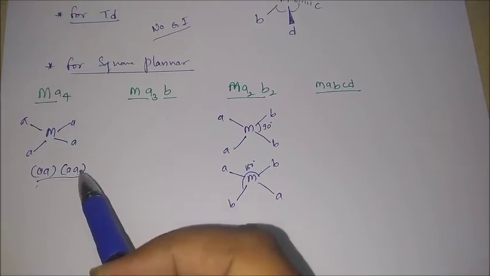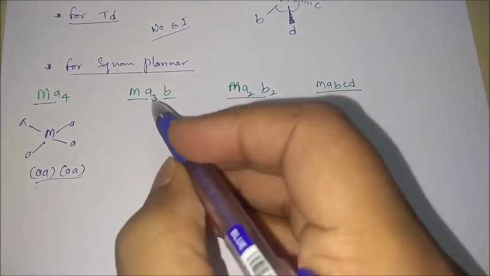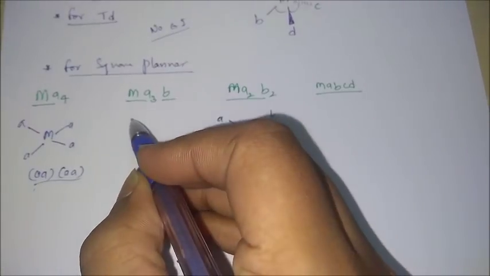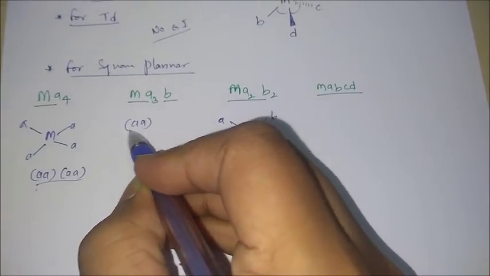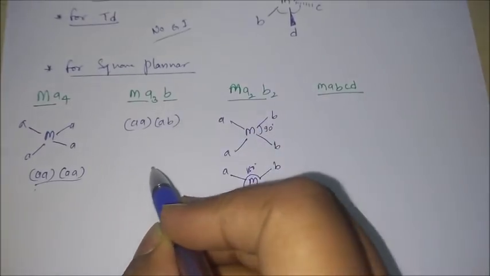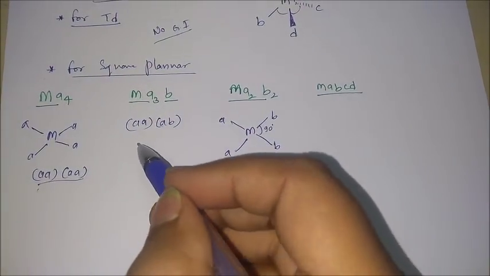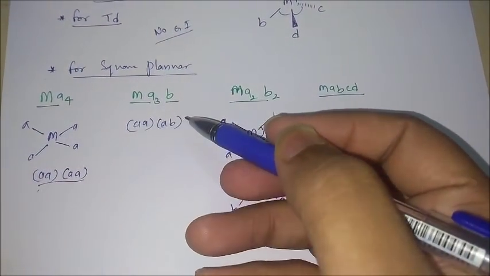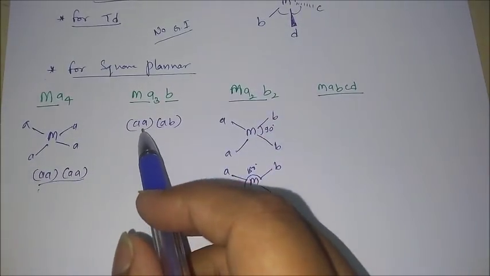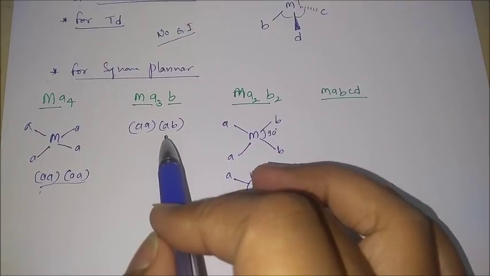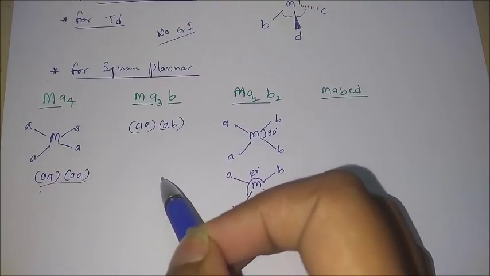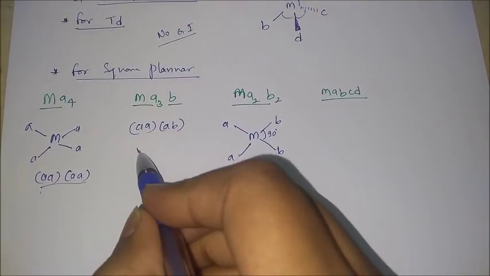Now if I talk about this, only talking about the ligands, if you try to pair them up, how can you write? You have 3a and 1b, so you can pair 2a and b like this, and you do not have any other way of pairing it up. So you just have this way or this way, just two ways of pairing the atoms. So here also you don't get any geometrical isomers.